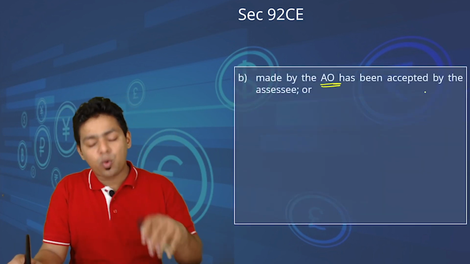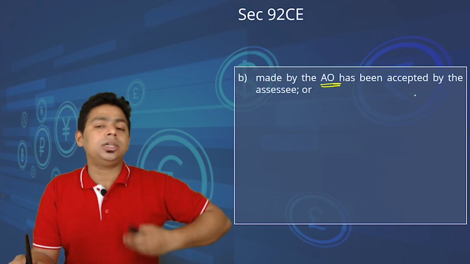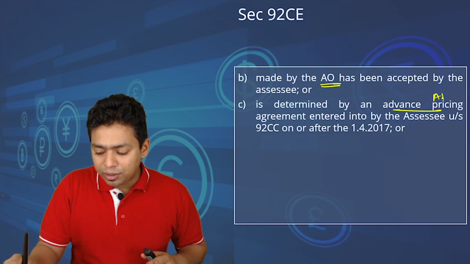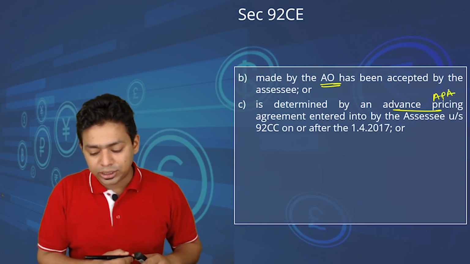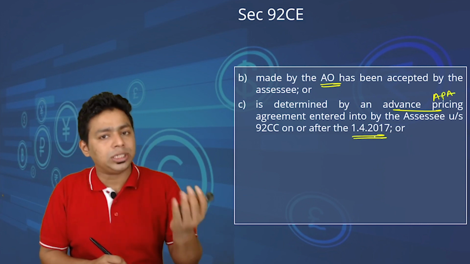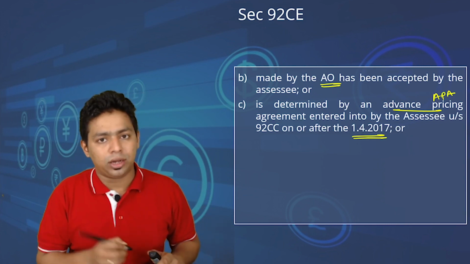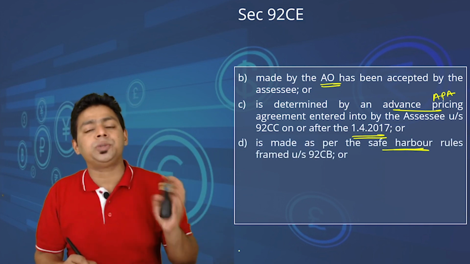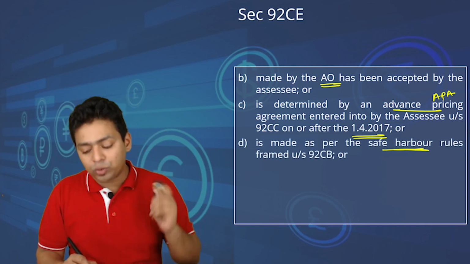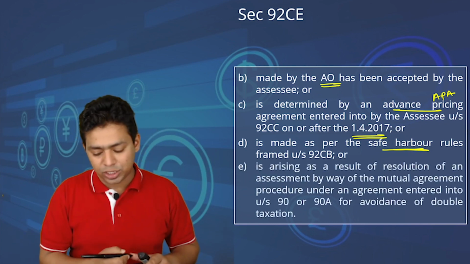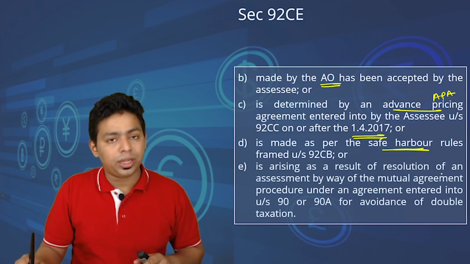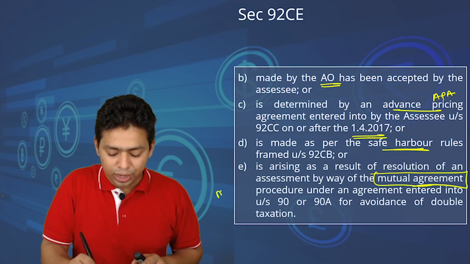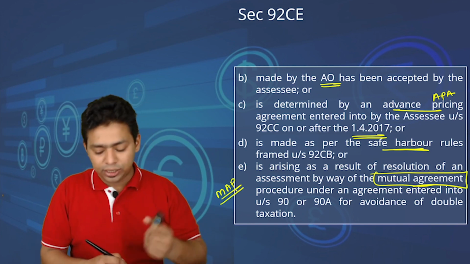If not the assessee, the AO has revised the transfer pricing. It is determined by an advance pricing agreement entered into by the assessee on or after 1/4/2017. Then also transfer pricing secondary adjustment has to be made. It is made as per the safe harbor rule. Even though the transfer pricing adjustment has been done according to the safe harbor rule, still you have to make the secondary adjustment. It is arising as a result of resolution by way of mutual agreement, the MAP procedure. Okay, we will learn the MAP procedure in the later chapters.